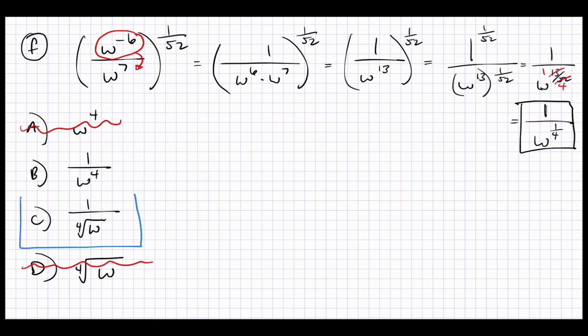Their answer was just in a different form. It's in radical form as opposed to exponent form. This one's in exponent form. This one's in radical form. They're exactly the same though.